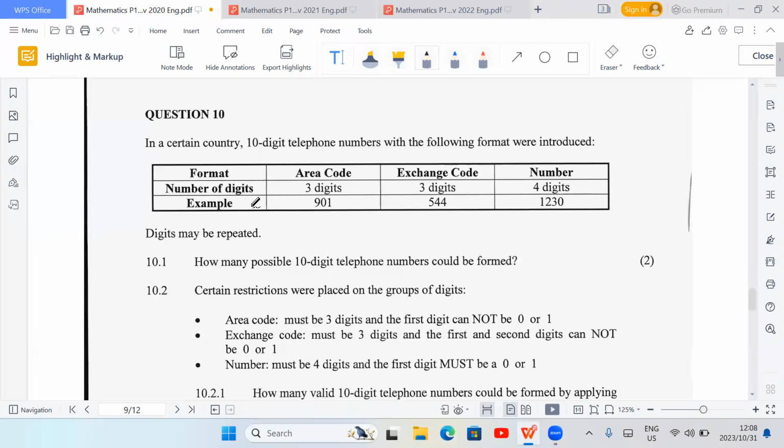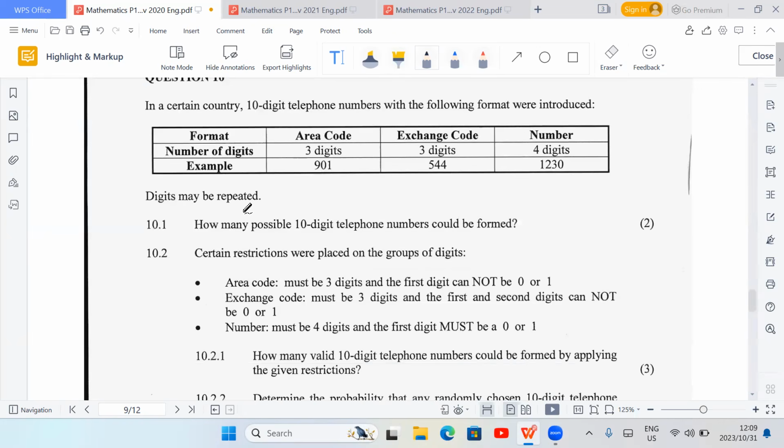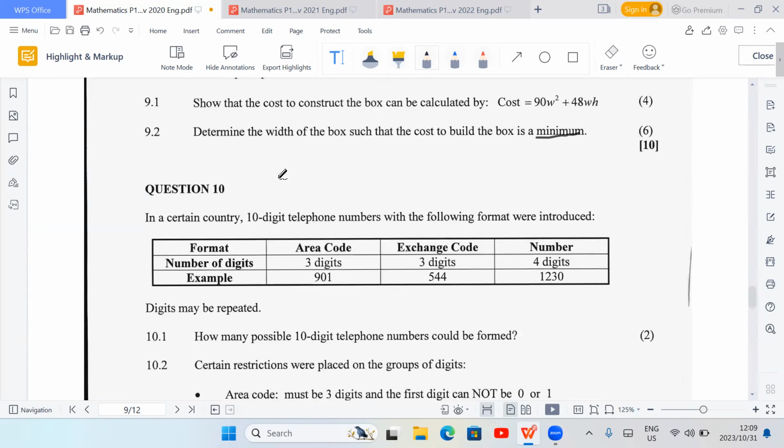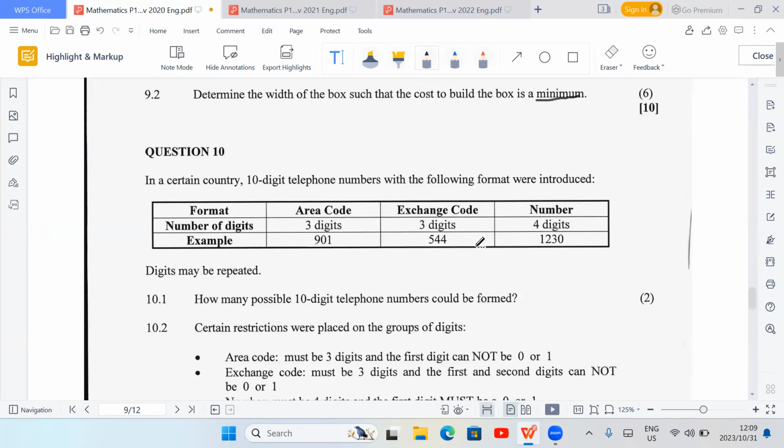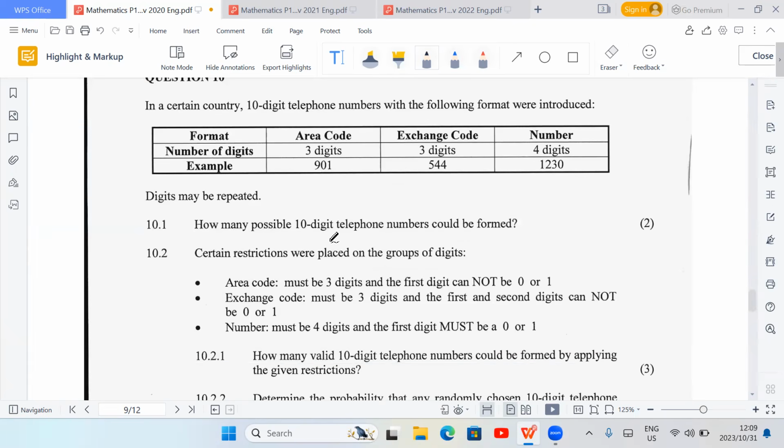So with probability, you know that you can get these ones, right? Usually with this one, the first two questions are easier to get. How many possible 10-digit telephone numbers could be formed? We are trying to form what? They will tell you that we are trying to form a 10-digit code. So obviously, if digits may be repeated, that would be 10 to the exponent of 10.